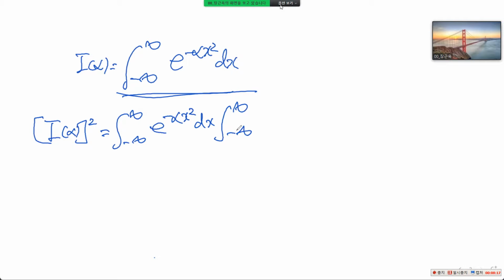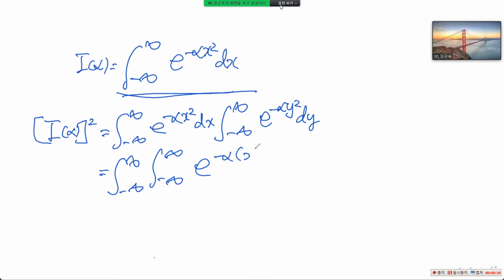And now I will use different notation, alpha y squared dy. However, there is no reason we cannot use y. 이거 x 대신 y로 써도 아무 문제 없죠. 그렇죠? 이렇게 쓸 수 있습니다. So for that case, the integration is given by e to the minus alpha x squared y squared dx dy.